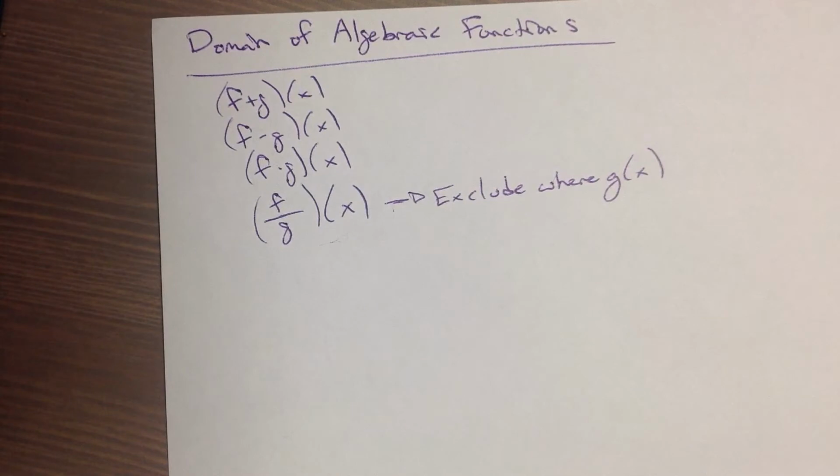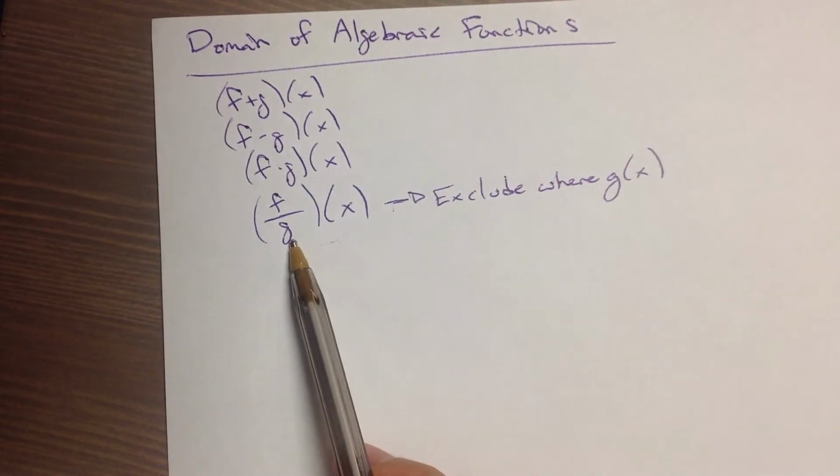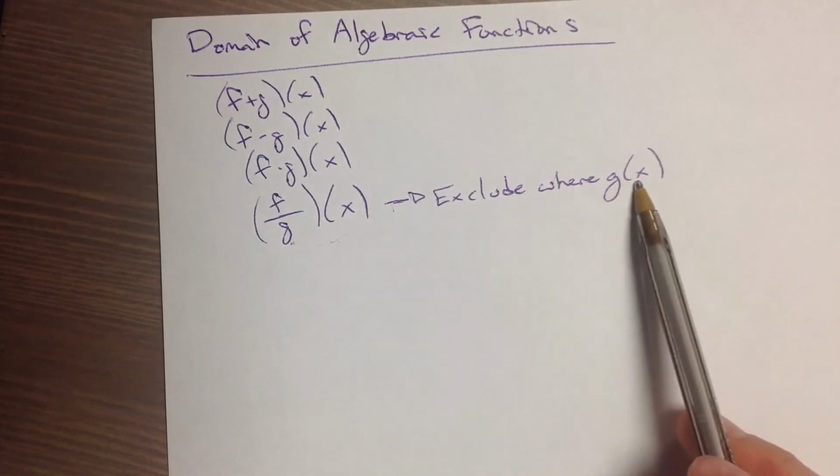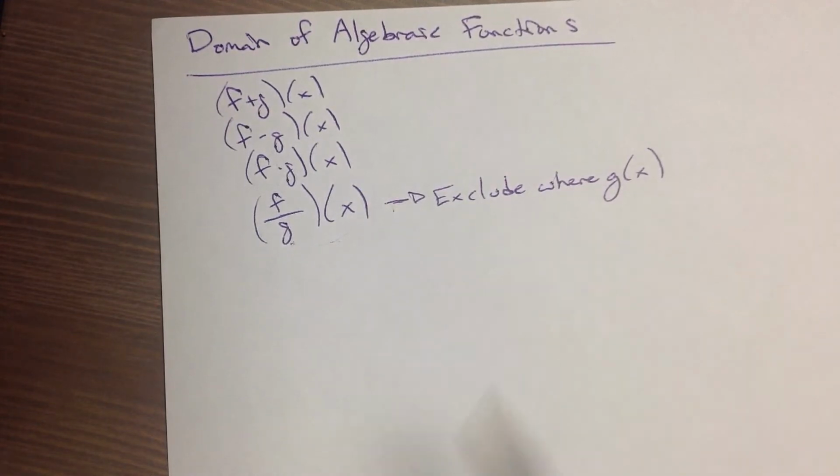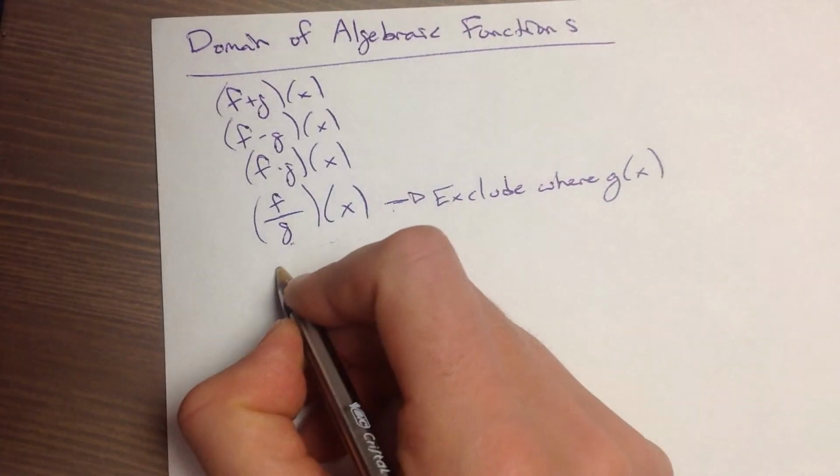We can't divide by 0, right? So, since g is the function in the denominator of this fraction, wherever g of x is 0 would cause that problem. So we have to exclude those values. So let's give an example.